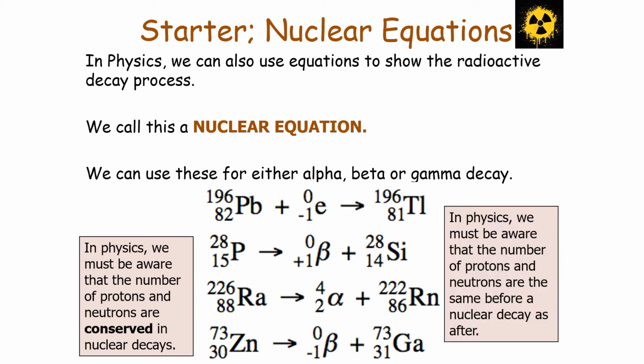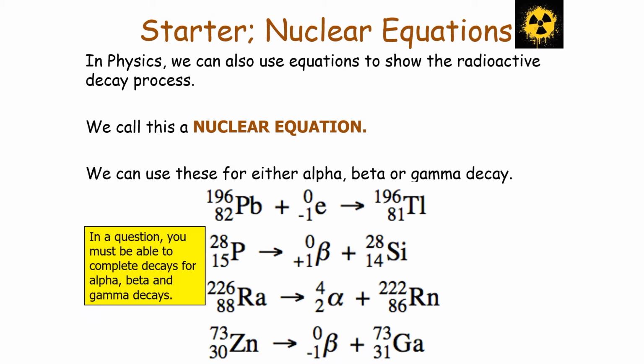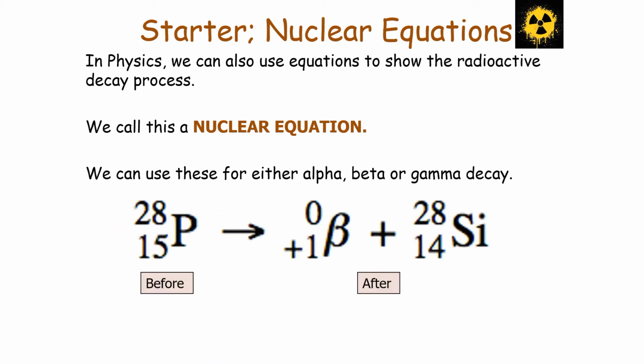Now in physics we've got to be aware that the number of protons and neutrons are conserved in nuclear decays. So the number of protons and neutrons are the same before a nuclear decay as after a nuclear decay. So it's a very important idea that the mass number and the atomic number are the same before a nuclear decay as after. So in a question you must be able to complete decays for alpha, beta and gamma. You've got to recognize as well if a decay is showing you alpha decay, beta decay or gamma decay. For example, we can look at before an equation and after an equation and work out whether it's alpha, beta or gamma.